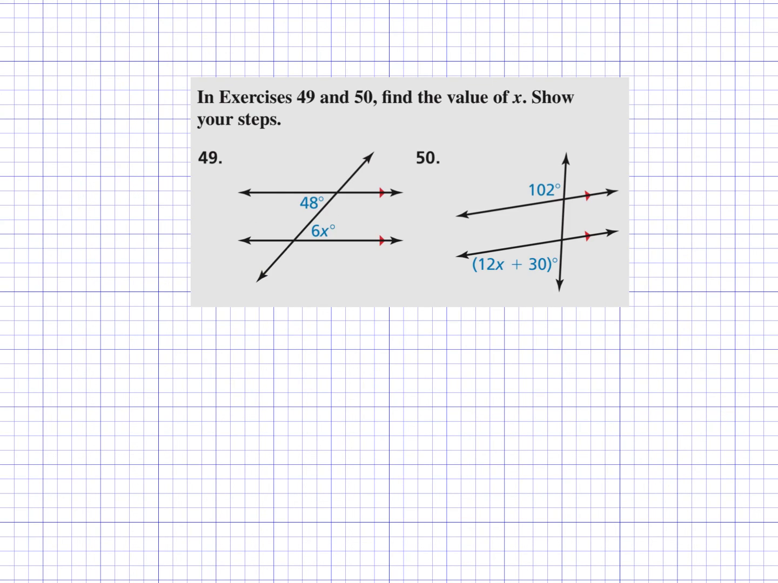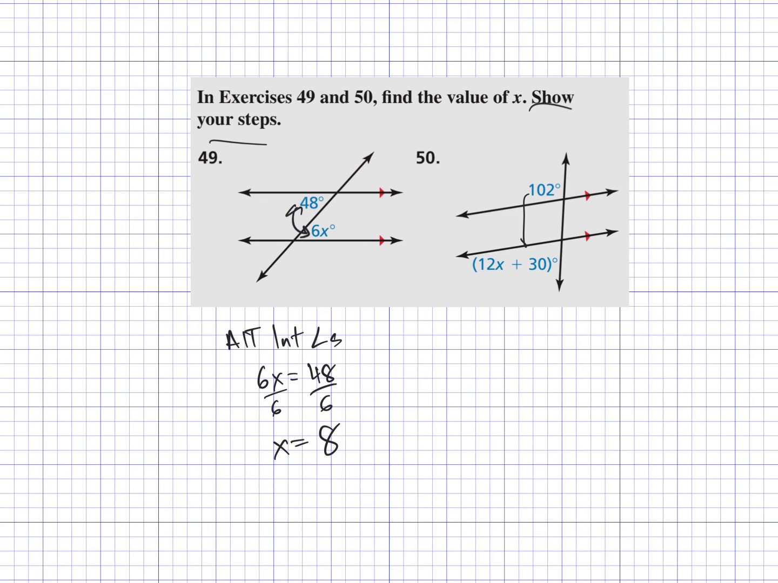And the last problem here. Find the value of x and show your steps. Okay, well, those are equal. They're alternate interior angles. So 6x equals 48. Divide off the 6, x equals 8. It says show your steps, so make sure you show your work.